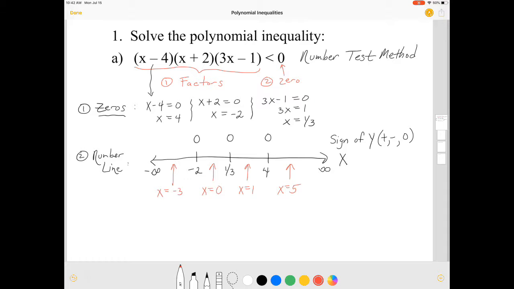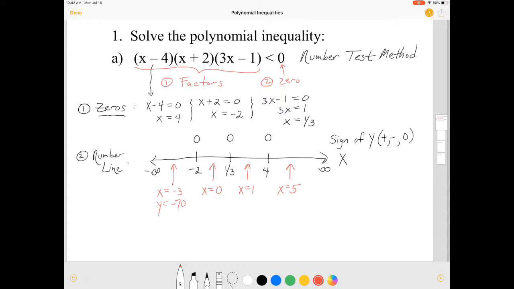Their values are 0. All right, now, the next thing you do is you can either do it by hand or go to your handy-dandy calculator and plug in the values that we just wrote down. So if you plug in x equals negative 3, we get y equals negative 70.